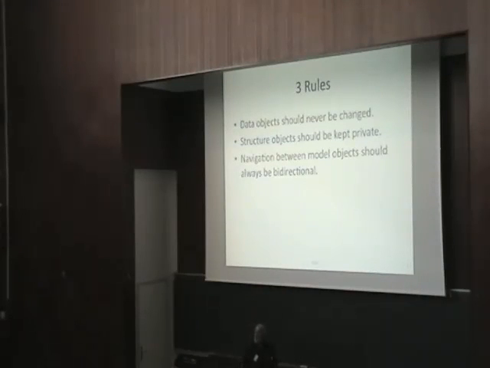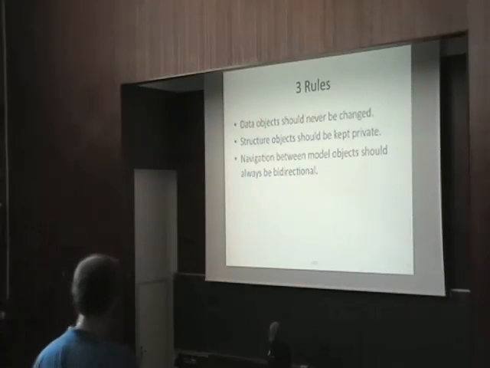There are three rules. Data objects should never be changed. I always use a simple example. Suppose my name is from Austin, and I don't like that name. And my father's name was from Austin too. And the names of my boys are from Austin too. And suppose I change my name, and all are pointing to the same string. When I'm able to change that string, suddenly both my father and my sons do not have their old name. I don't want to do that.